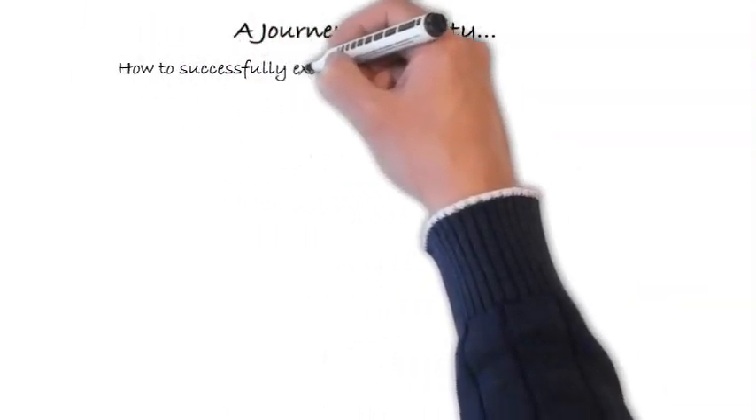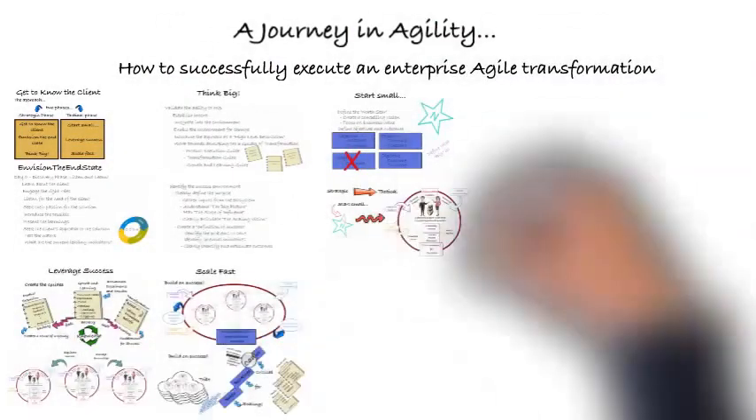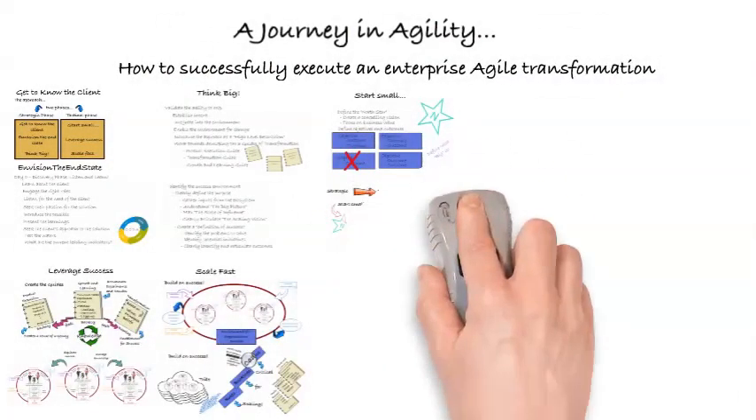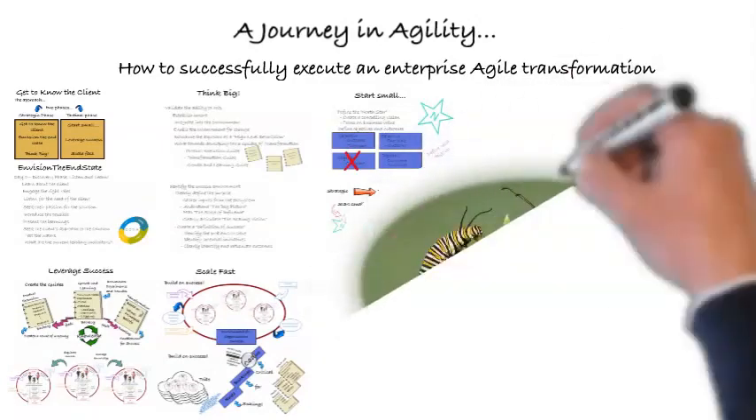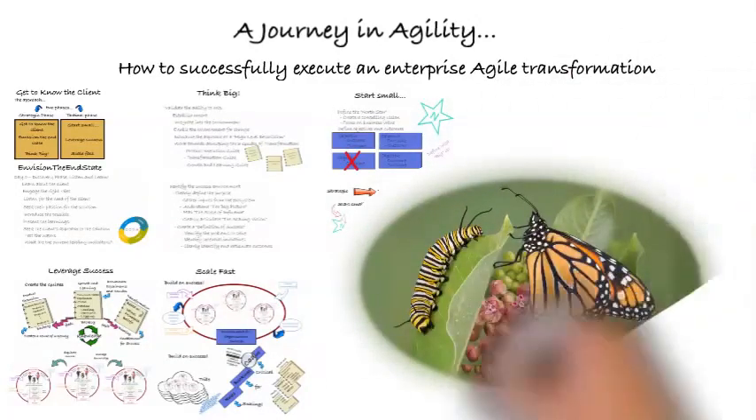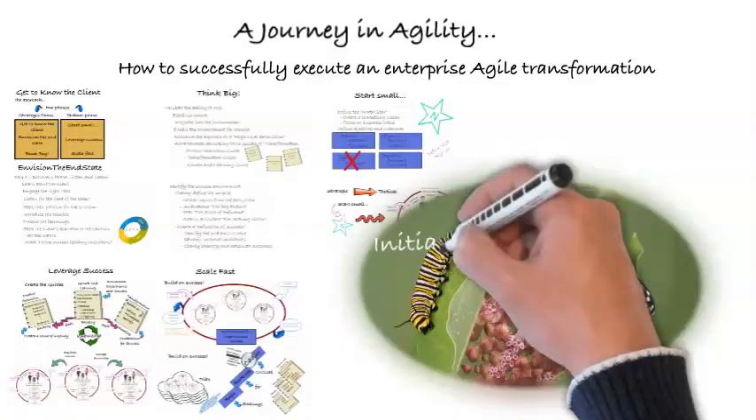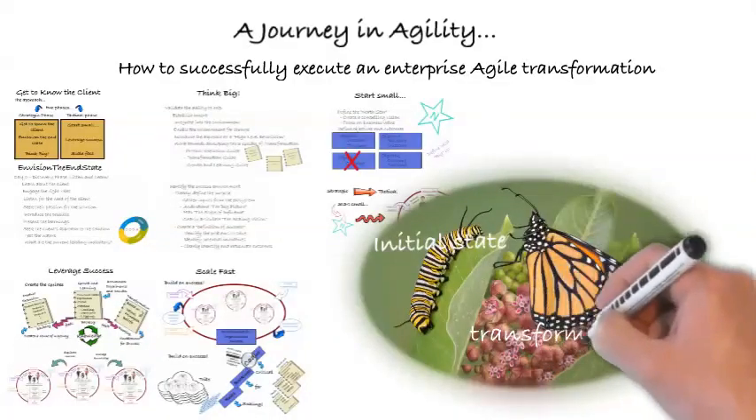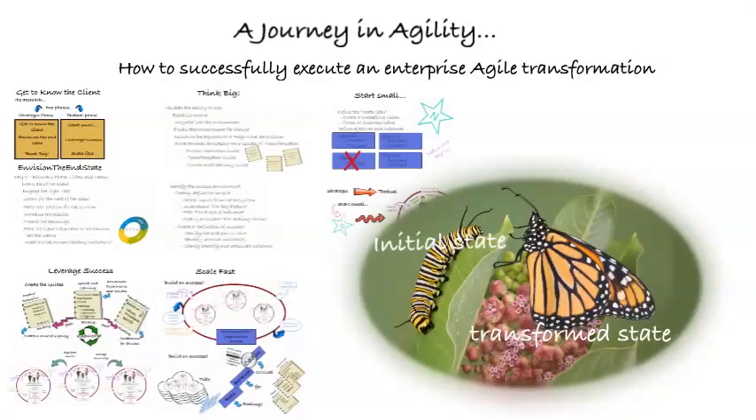And that's it. We've completed our journey in agility. We've explained how to successfully execute an enterprise Agile transformation. We've gone from an initial state to a transformed state. I hope you found this information useful, and I wish you well on your journey towards agility.